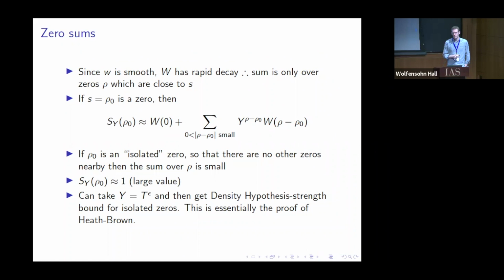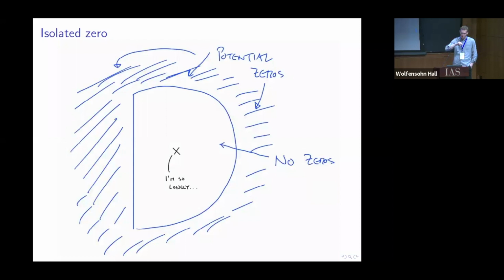Okay, so let's just look at a picture here. This black cross will be the isolated zero, just sort of hanging out by itself. And then in the D-shaped region where it's all white, there are no zeros. So this black X is the only zero. And then maybe in the blue slashes outside, zeros can live out there, but they're far away from this given zero. Okay, so is that clear what an isolated zero is?